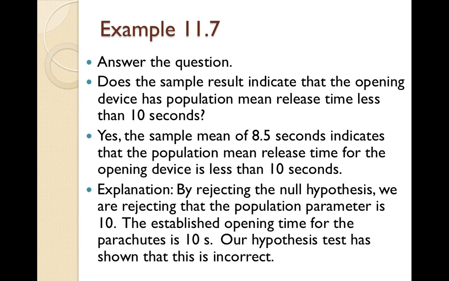So the reasoning is this. When you reject the null hypothesis, you reject that the population parameter is 10. Okay, so let's remember that our null hypothesis stated that the population mean was 10. But our conclusion is to reject that null hypothesis, so we are rejecting 10. The established opening time for the parachutes is 10 seconds. Our hypothesis test has shown that this is incorrect. So it's correct to state that the population mean release time is less than 10 seconds.